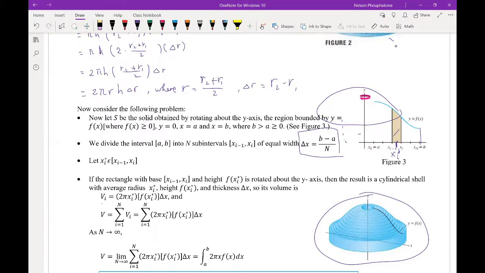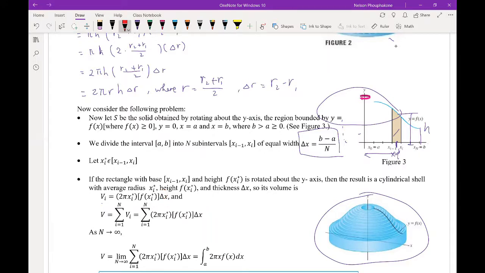Now remember, x sub i star is kind of like the r, right? It is right here. And then f of x sub i star basically is the height. Okay, so this is the h, this is the r right here. And delta x, basically delta x is kind of like the delta r that we have here in the previous example.